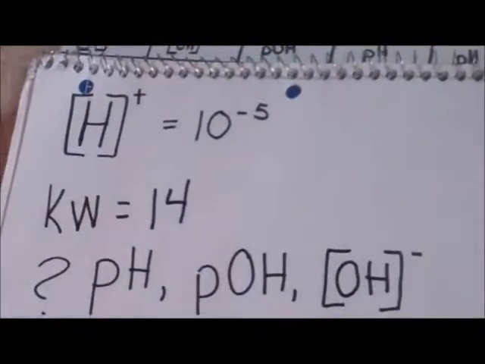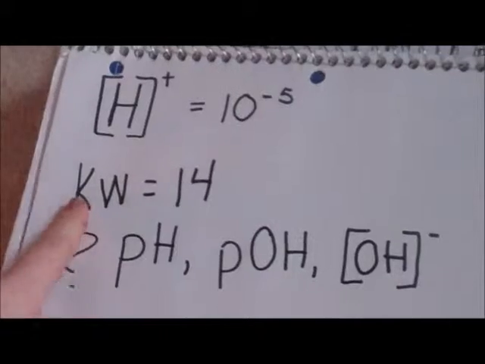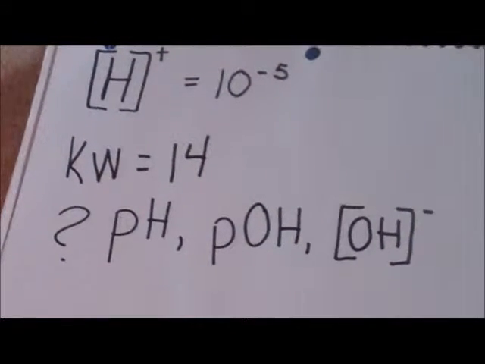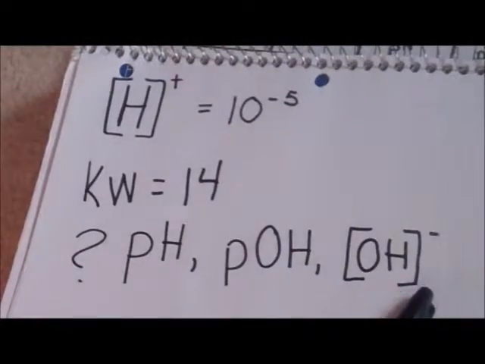Using the formulas we derived earlier, we can create a chart that will help us in the application of these formulas to real-world problems. So, if you're given a hydronium concentration of 10 to the negative fifth, and you already know the Kw, which equals 14, you can find the pH, the pOH, and the hydroxide concentration.